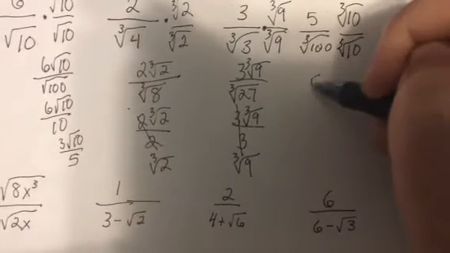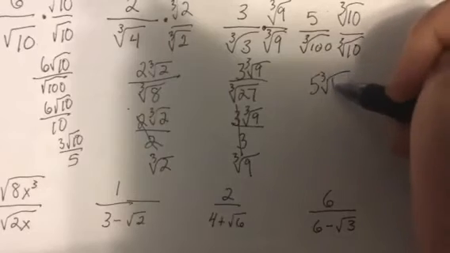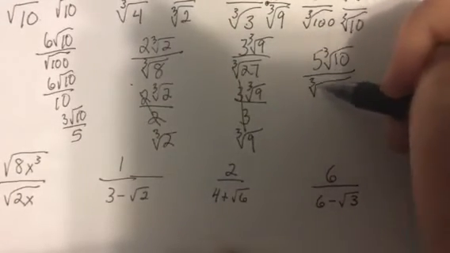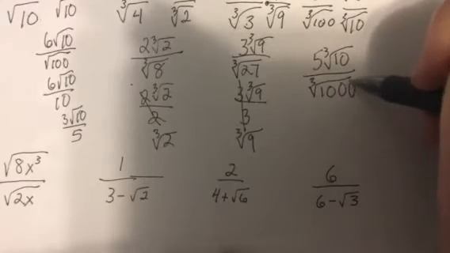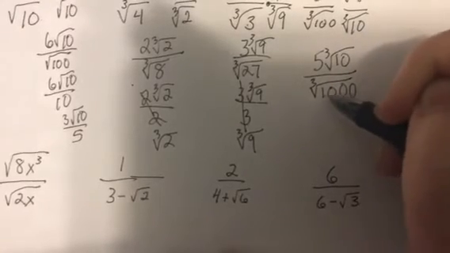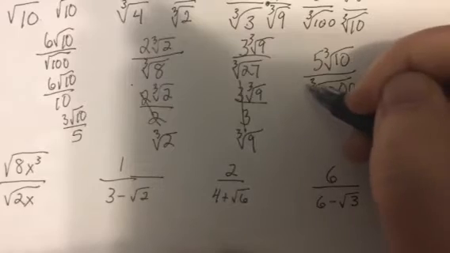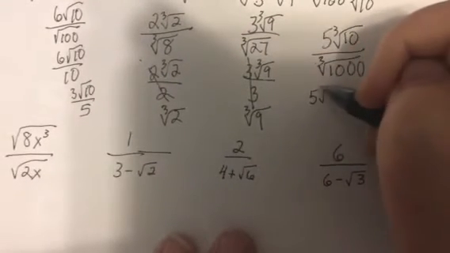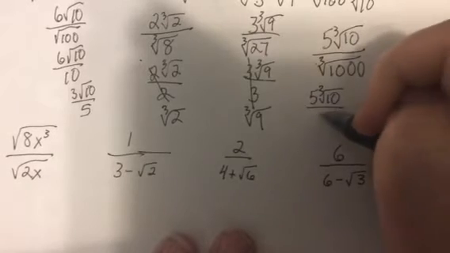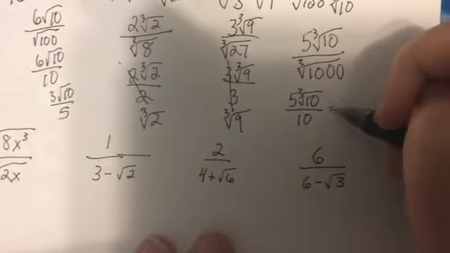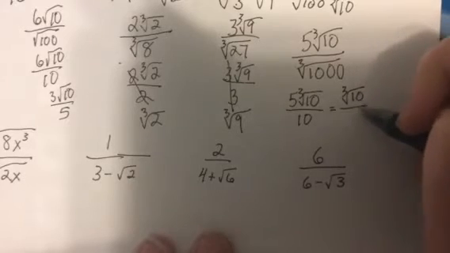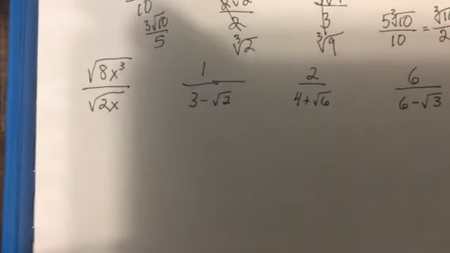So this would be 5 cube root of 10 on top over a cube root of 1,000. And 1,000 is 3 10s make up 1,000, so the cube root of 1,000 is 10. So it'd be 5 cube root of 10 over 10. So it'd be cube root of 10 over 2. Okay, here's one more row.